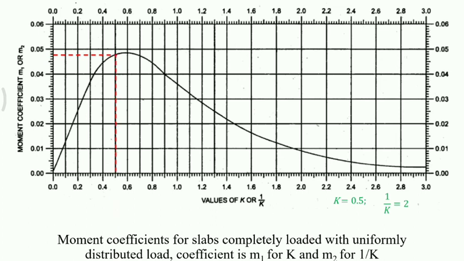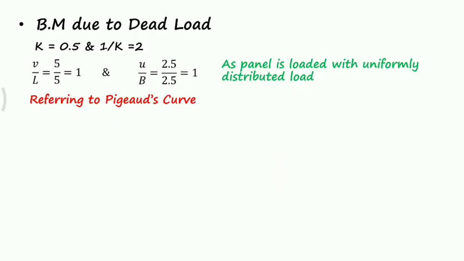For K of 0.5, here we get M1 as 0.048, and 1 by K is 2. So to get the value of M2, here we need to see 1 by K as 2. So we get M2 as 0.009.